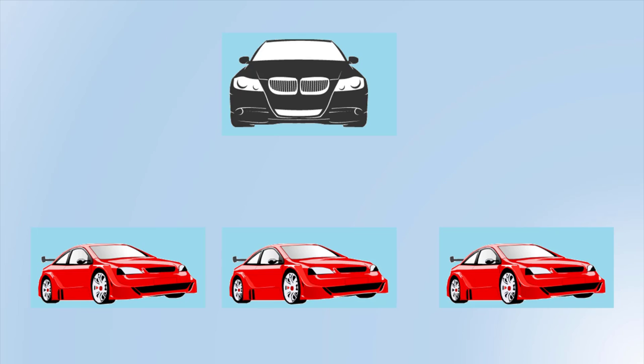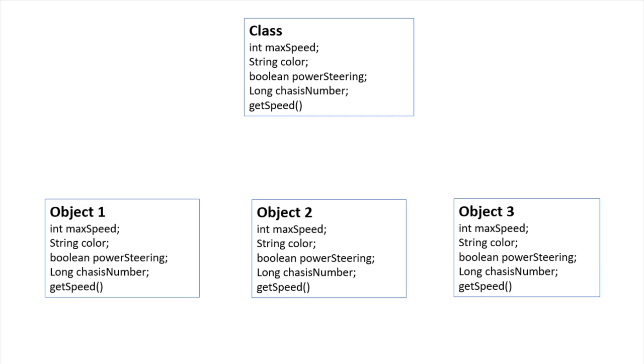This blueprint, in object-oriented programming terms, is called a class, and these cars created out of the template are called objects. Each object contains the same properties or attributes as its class. These properties or attributes are called instance variables or instance members. Every object contains its own copy of instance variables. This means that an object may have different values of these variables.